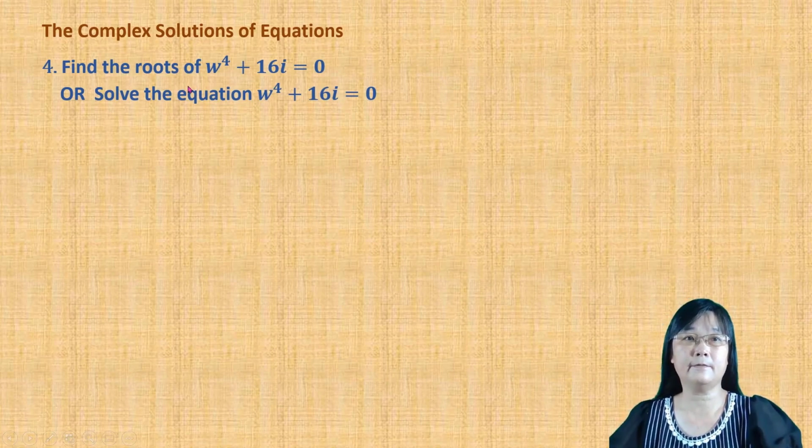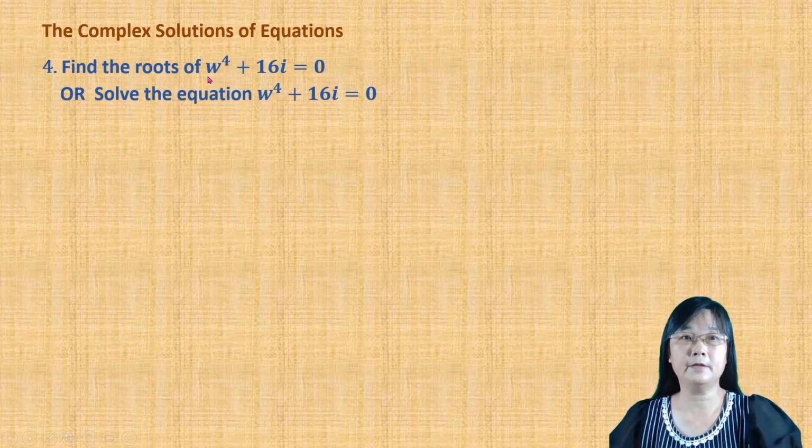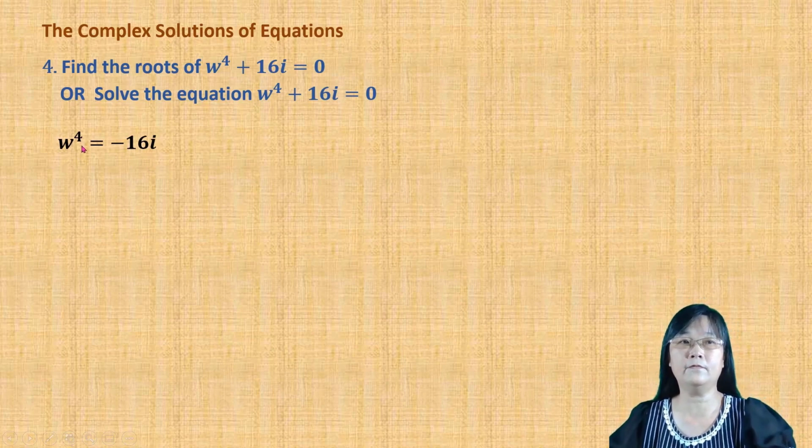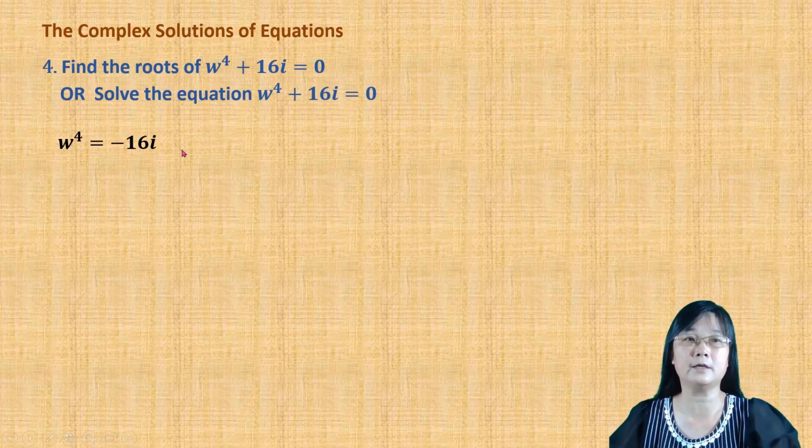Now let's look at this example. It is given that w power 4 plus 16i is equal to 0. Find the roots. Find the roots means we are asked to find the value of w. Sometimes the question sounds like solve the equation. Solve the equation also means we are asked to find the value of w. So first we shift the 16i to the right hand side. Then we get w power 4 is equal to negative 16i.